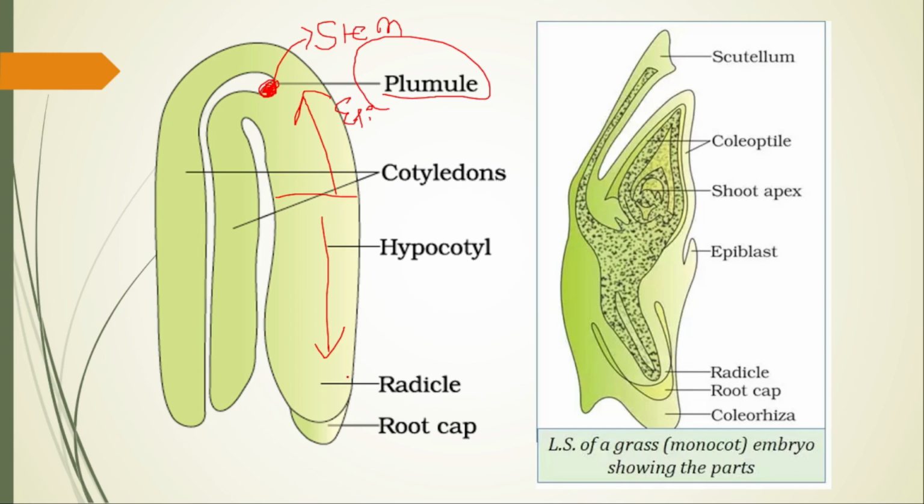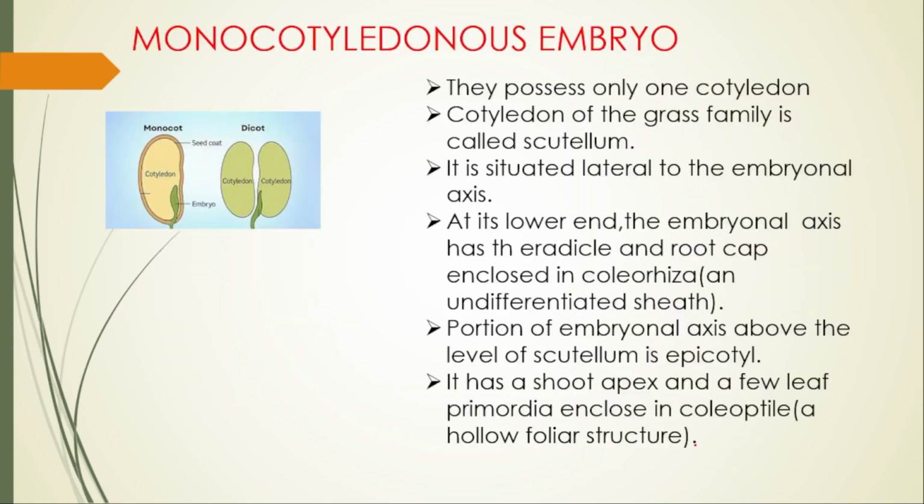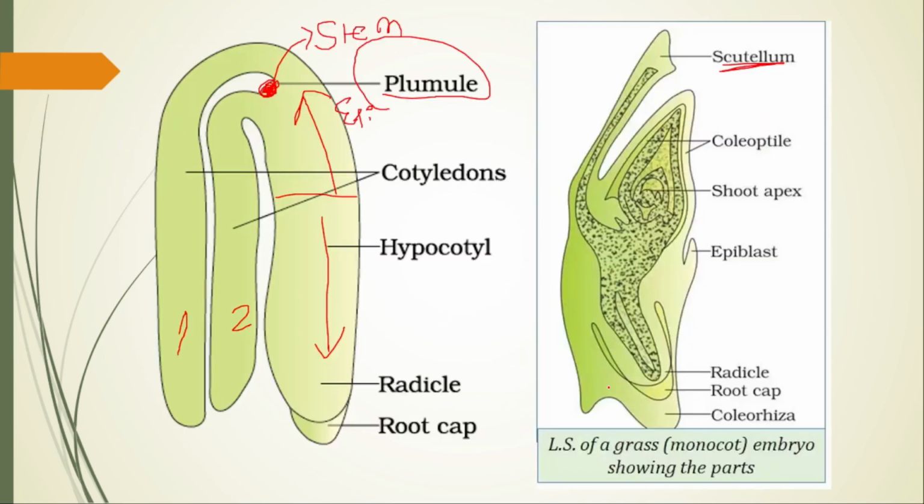Whereas in the hypocotyle we will have the radicle, and then the root cap. This we see in dicotyledons because they have two cotyledons. This one is one and this one is two. But in the monocots there is only one cotyledon, which is called what? Scutellum. So next is about the monocotyledons. This is all about the dicot.